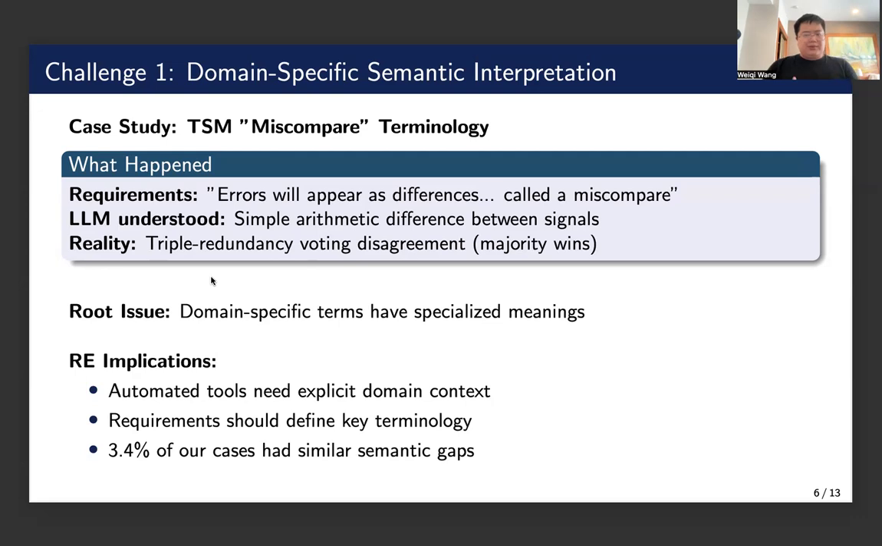I think the root issue here is terminology: words that have special meanings versus common words, so the meaning could be misled by the document or some general source. This is an implication for requirements engineering: when you use automation tools, you should provide explicit domain context, and the requirements should define their key terminology. 3.4% of our cases have this problem.